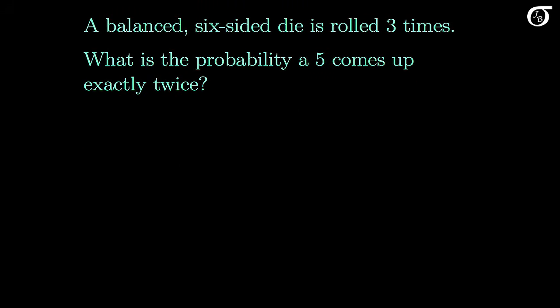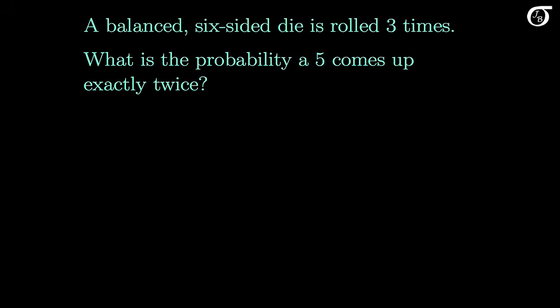Let's look at a simple example. A balanced 6-sided die is rolled 3 times. What is the probability 5 comes up exactly twice? You might think this doesn't have a binomial distribution since there are 6 possibilities on any given roll, any given trial, and that might be a problem if the question were different.